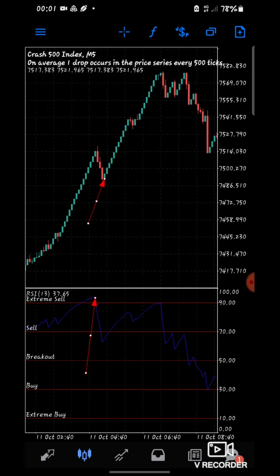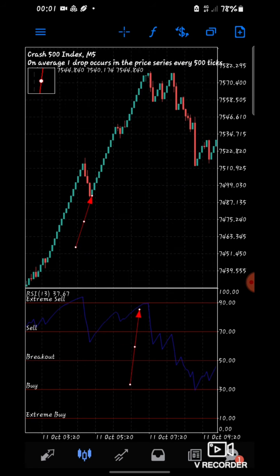Then you wait for it to get to that zone again, which is here, and you get these spikes too. Can you see that? Then immediately you see a bullish candle again here. You exit the market because you are in profit, guys. Don't be greedy, guys. It is this way because this is crash 500.